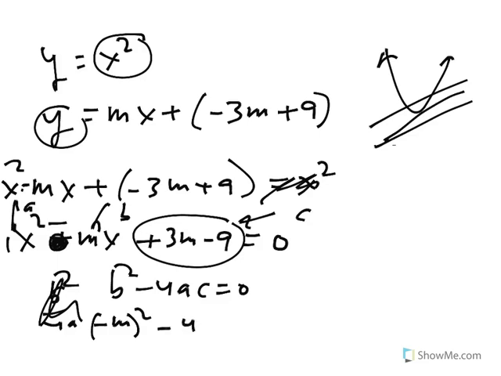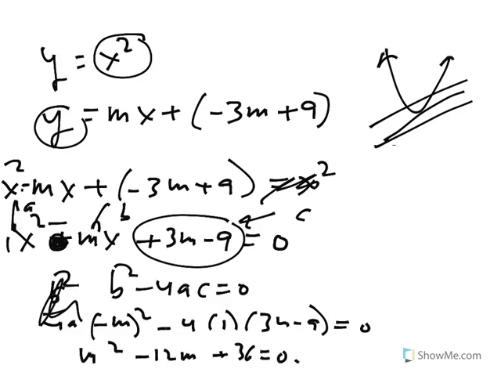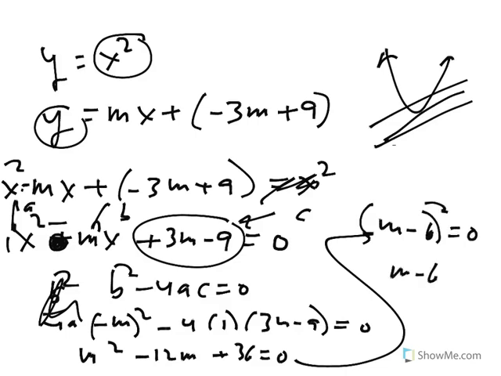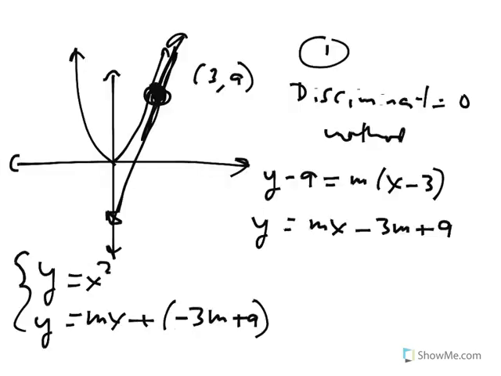So b squared minus 4, a is 1, c is 3m minus 9, equals 0. This turns into m squared minus 12m plus 36 equals 0. That factors to (m minus 6) squared equals 0, m minus 6 equals 0, and m equals 6. And what that means is that if the slope of this line is 6, this line will only touch this parabola at that one point.